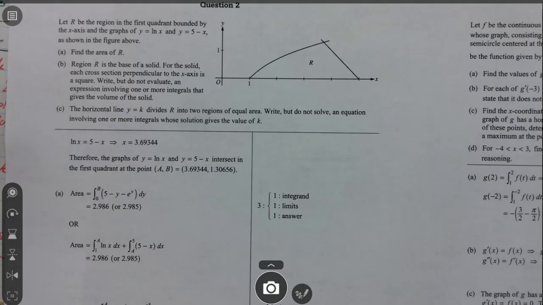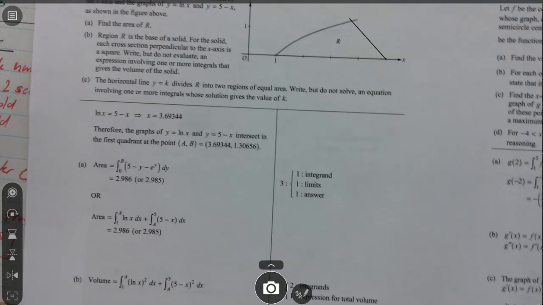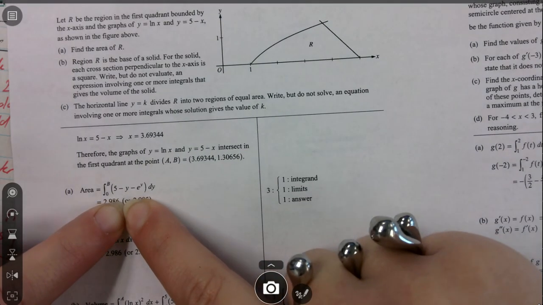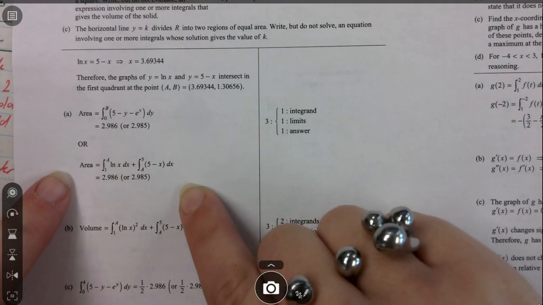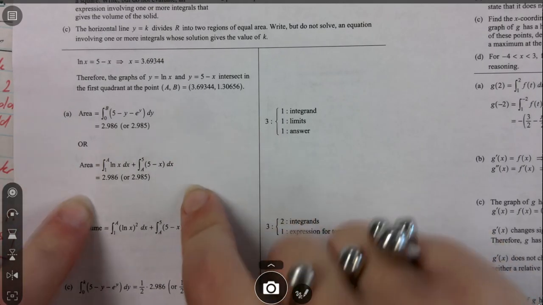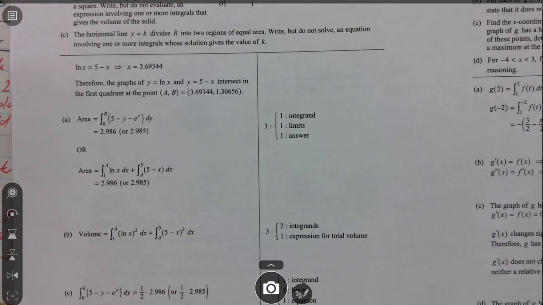Okay, let R be the region in the first quadrant bounded by the x-axis and the graph of y equals ln of x and y equals 5 minus x, as shown in the following graph. So find the area of R. That was the first one. That is worth 3 points by itself. So if you wrote the integrand, that is 1 point. So if you wrote just that, that was 1 point. Or you could have written that one, I guess. They gave you 2. And either way you wrote it, you got 2.986. If you round it down to the thousandths, it's also fine.